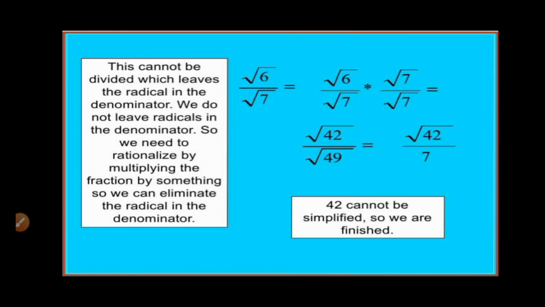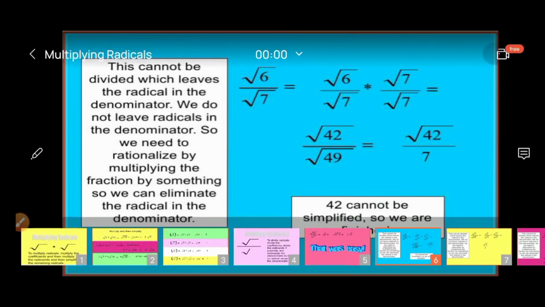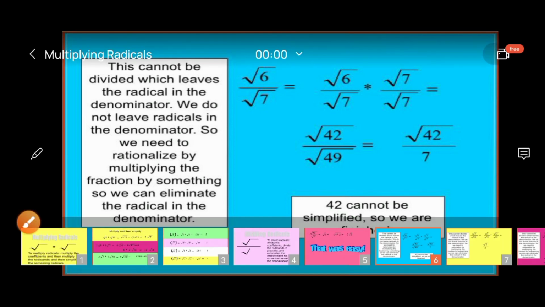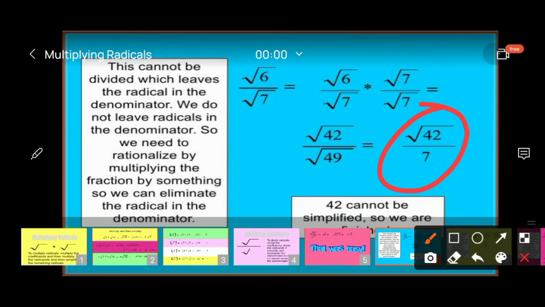So 6 square root of 6 over square root of 7 equals 6 square root of 6 times square root of 7 over square root of 7 times square root of 7 equals 6 square root of 42 over square root of 49 equals 6 square root of 42 over 7. So 42 cannot be simplified, so we are finished. So the answer is 6 square root of 42 over 7.